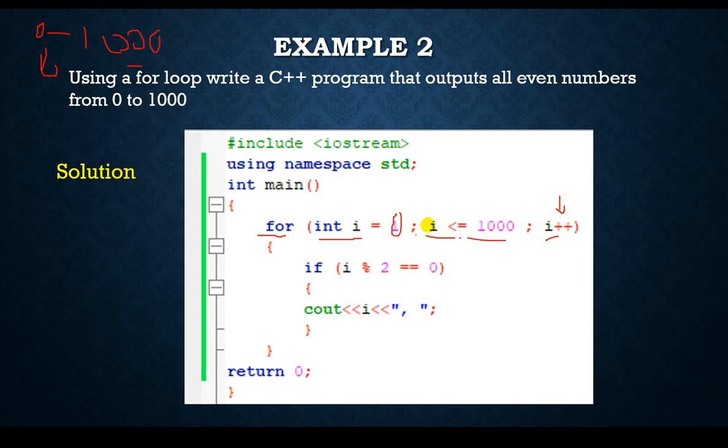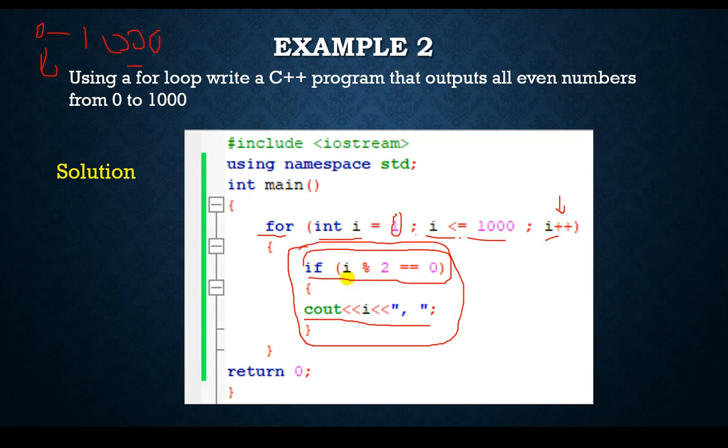So now we come, I is equal to 1. So we say if I modulo 2 equals what? 0. We are checking if the value of I is what? An even number. And if it's an even number, we print it out here. So this is the body of this for loop here. The body is this one.